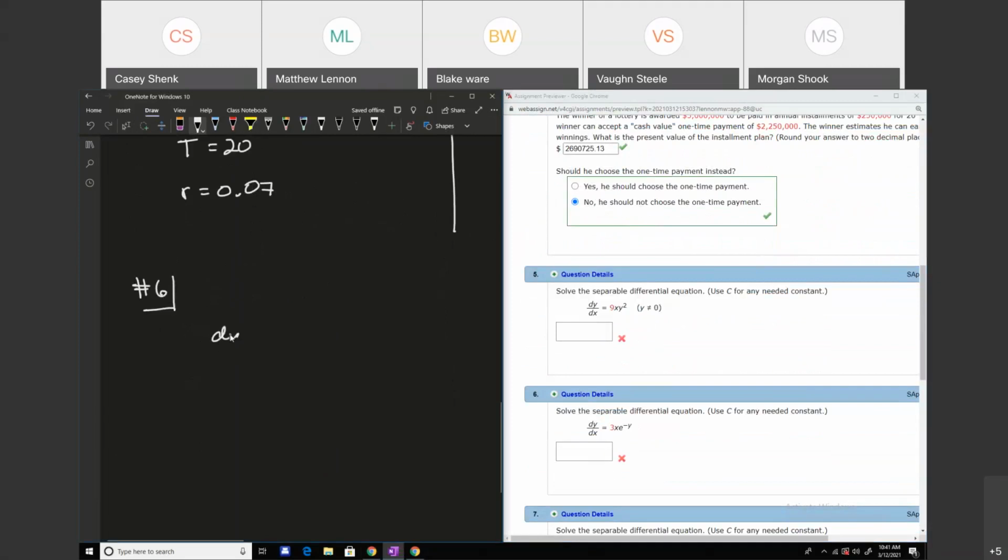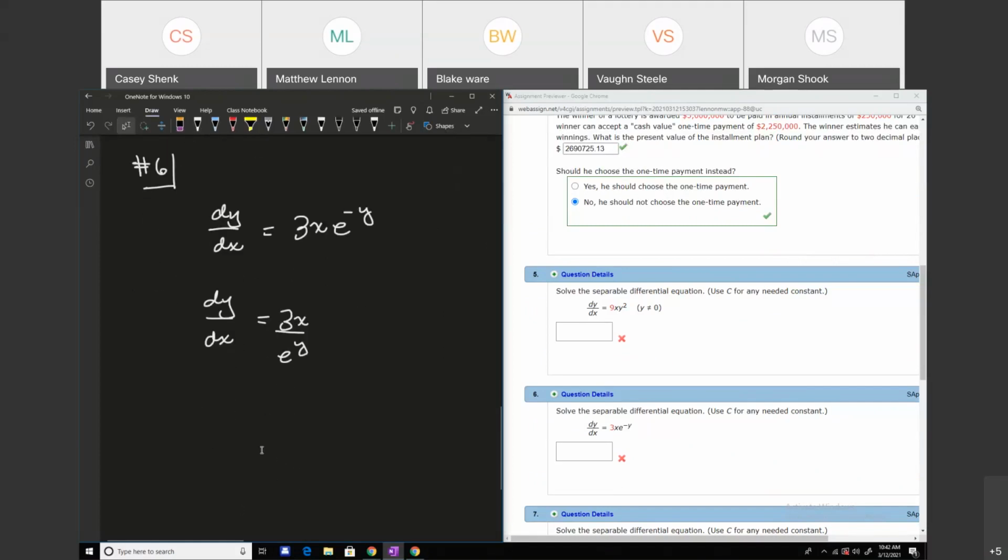So we have dy over dx equals 3x e to the minus y. So again, this is dy over dx equals 3x over e to the y, if that helps you think about it. Then basically you cross multiply. So you have e to the y dy is equal to 3x dx, and then we can integrate. So we have e to the y is equal to 3x squared over 2 plus a constant.